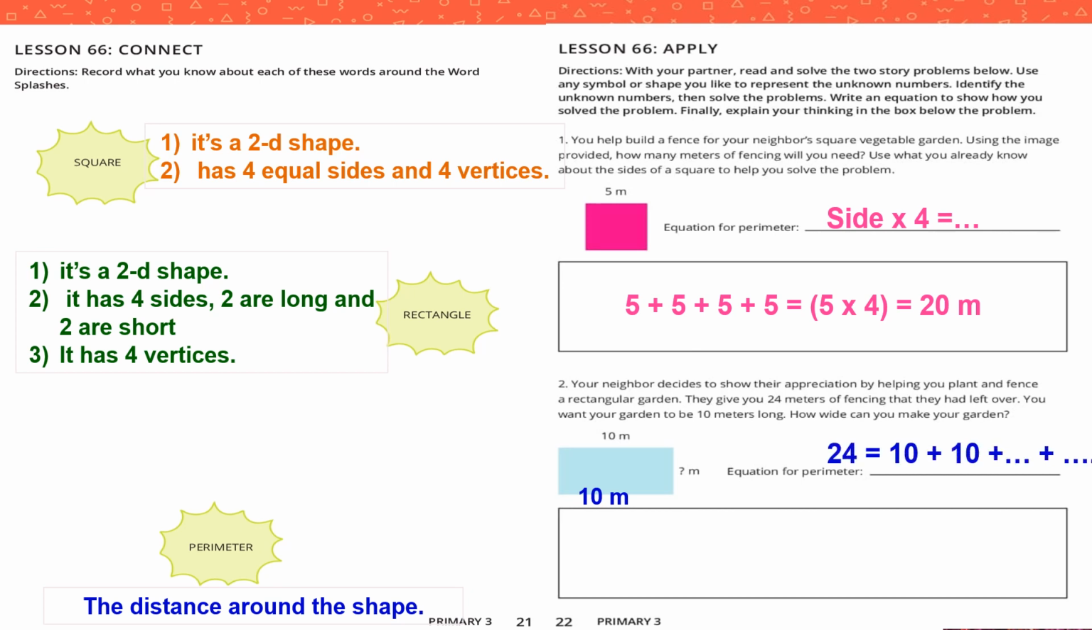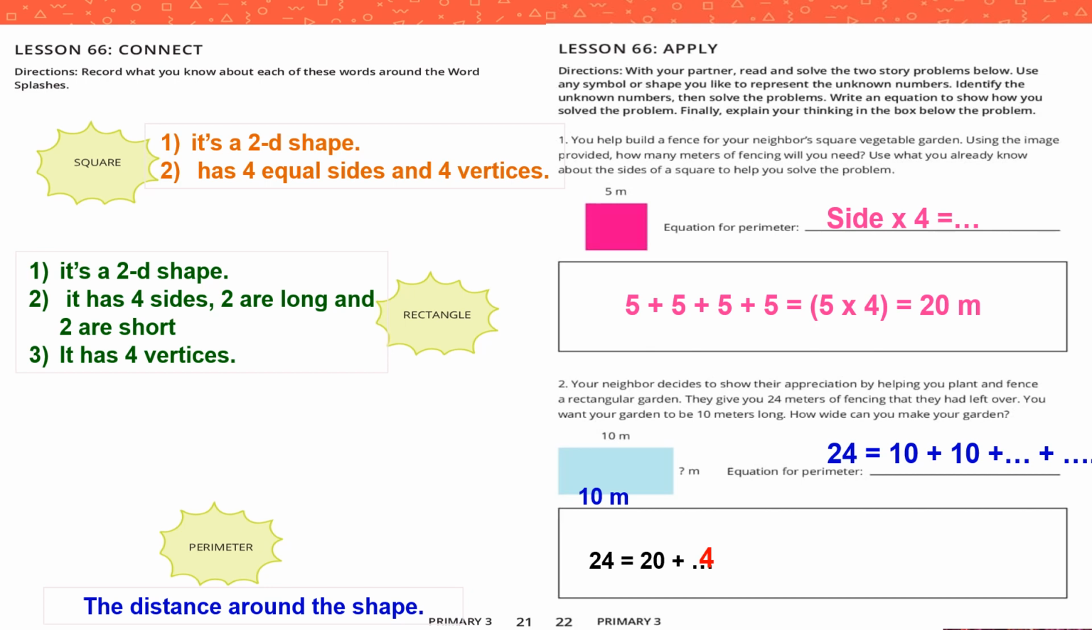So 24, which is the perimeter, equals what? 10 plus 10 plus, I don't know the width. The 24 perimeter equals 10 plus 10, and I don't know this or this. Okay, so let's try to solve. 24 equals 10 plus 10. 10 plus 10 means 20. So 24 equals 20 plus what? Plus 4. 24 equals 20 plus 4.